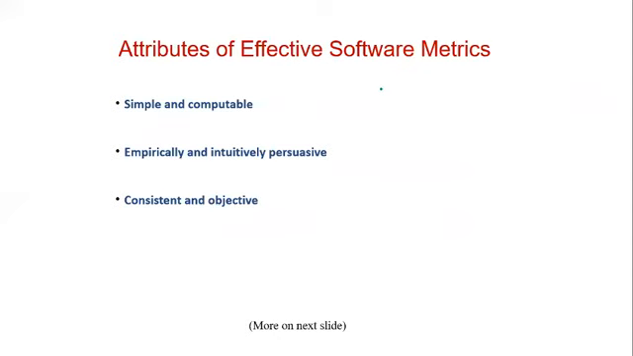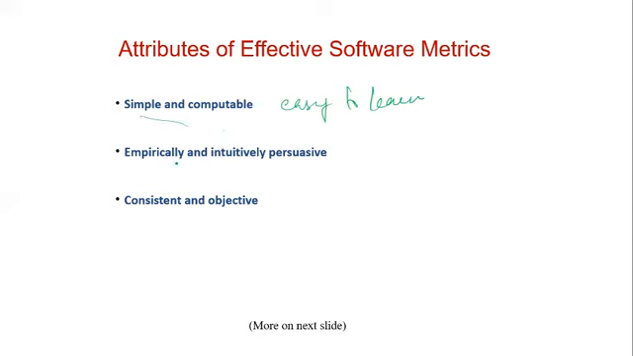Then the attributes of effective software metrics. Now, what are the different attributes within the software metric? The first is it should be simple and computable. That is, it should be relatively easy to learn how to derive the metrics, and that should also be simple. It should not demand much effort or time. That is why the term simple and computable.